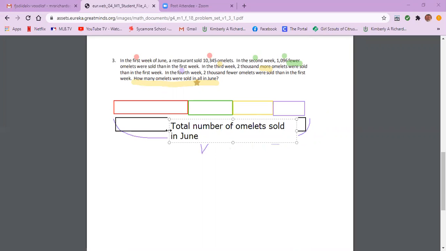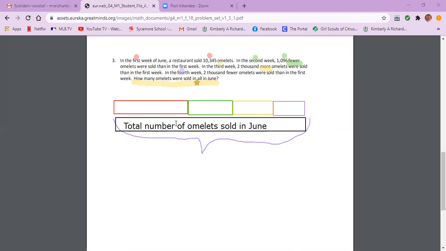So what I'm going to do is help me remember what our goal is. That's our goal, to figure out how many omelets were sold in June. So I'm going to make a variable, which is the unknown, which is going to be O. O is going to stand for all the omelets that were sold in June. And here is going to be my first week, and we know that information. So we're going to put that in that box. So we know they sold 10,345 omelets in the first week.